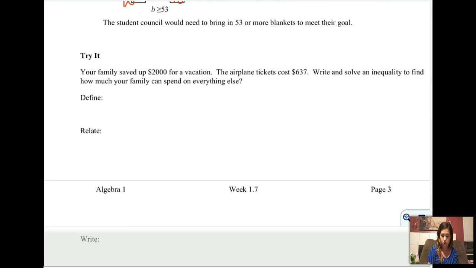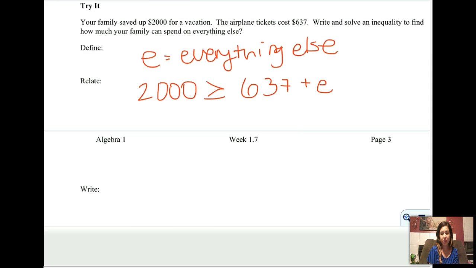I want you to go ahead and do the try it, pause, and see if you can get the right answer. So this is the correct inequality that you should have been able to come up with. We have 2,000, which is how much total that they can spend because that's all the money they have. Then we also have the 637, which is the amount that the tickets cost, and then we have this E, which I made equal everything else. So they can spend 637 plus E, but that has to still be less than or equal to $2,000 because that's the amount of money that they had saved up.